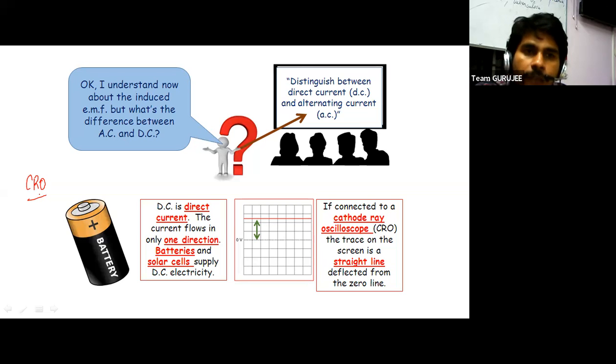So there is no deflection in the path. Direct current means there is a single direction only. The current flows in a single direction only, so the path of the current is always a straight line in the CRO. Is it clear? Please note it and we go to the next one.